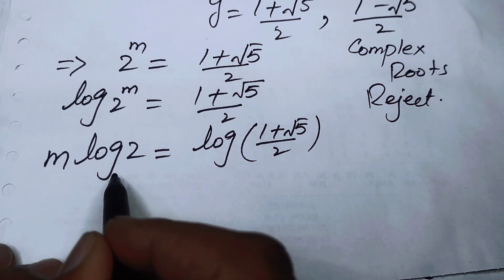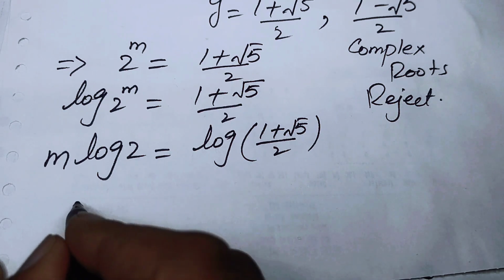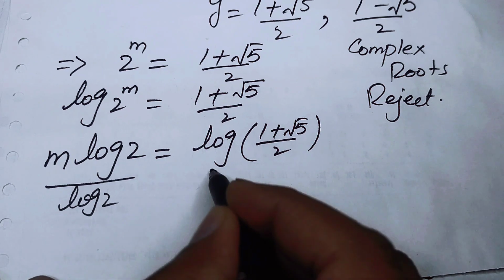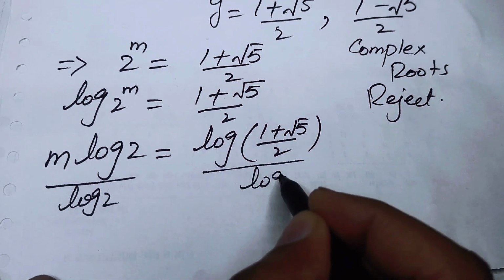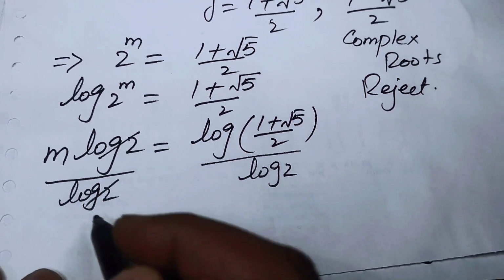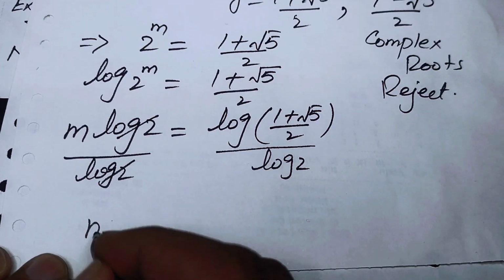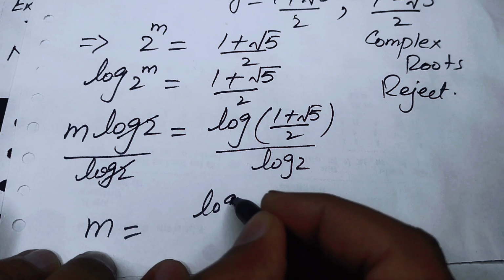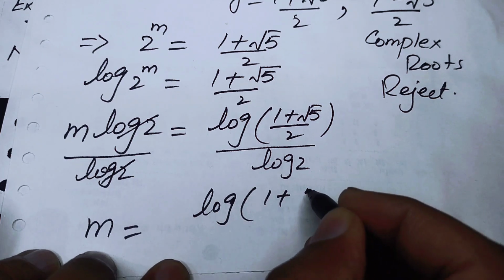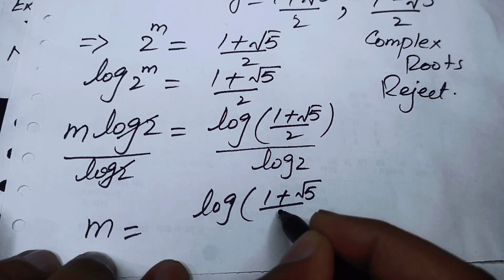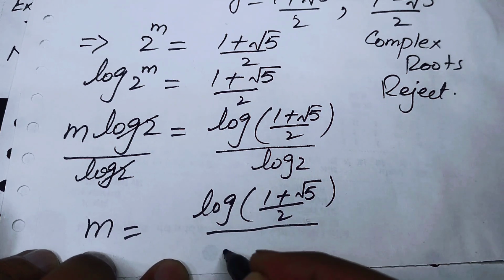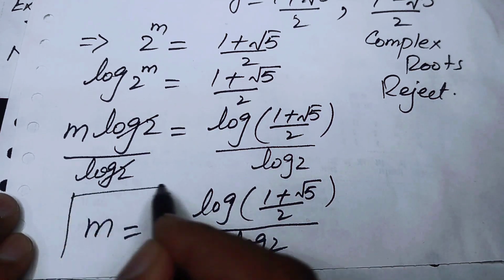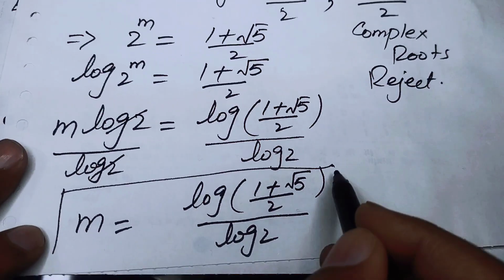Now we can divide both sides by log 2, and the log 2 is gone, and finally you will get the value of m is log of 1 plus square root 5 over 2, over log 2. So this is our final answer, and thank you so much for watching this video.